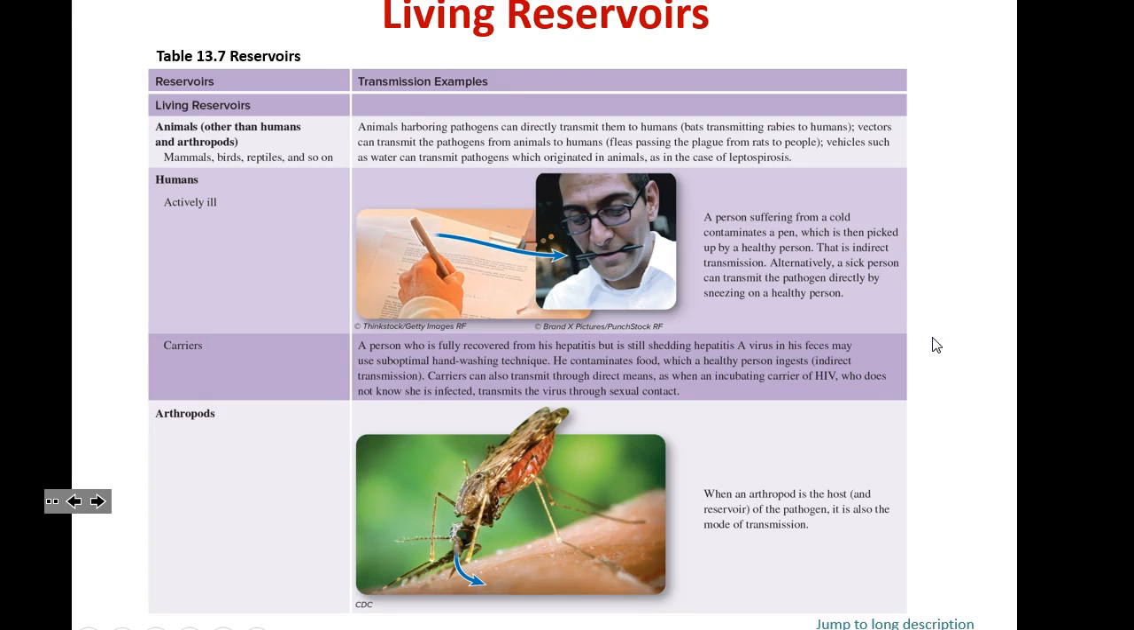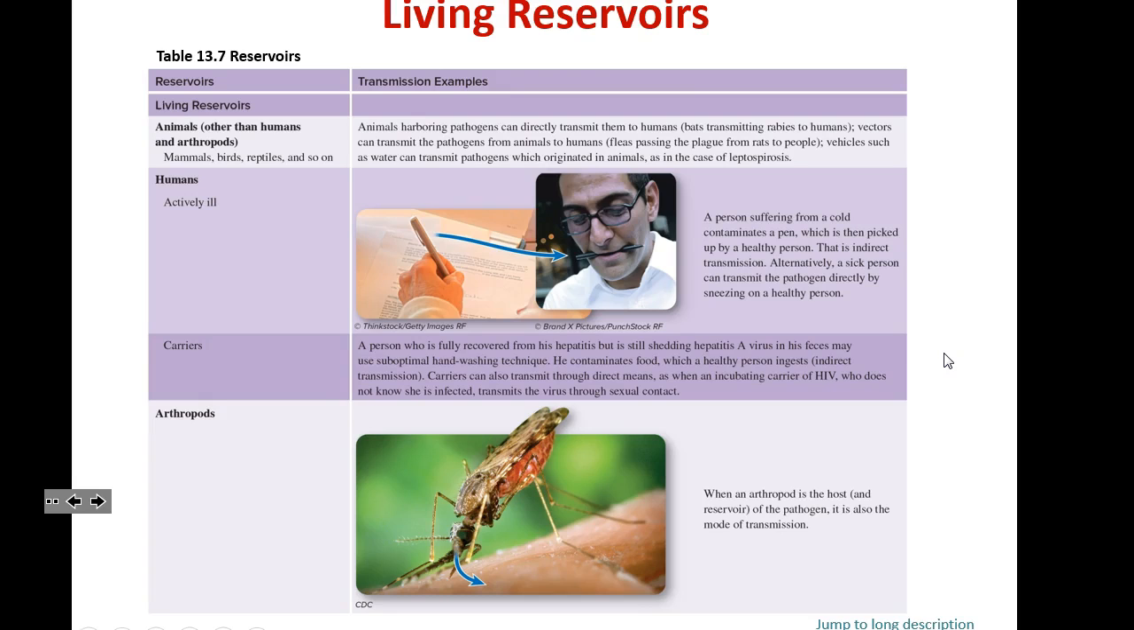Humans who are actively ill serve as reservoirs. A person suffering from a cold contaminates a pen, which is then picked up by a healthy person. That is indirect transmission. Alternatively, a sick person can transmit the pathogen directly by sneezing on a healthy person. Achoo! There can be carriers. That's a person who is fully recovered from his hepatitis, but is shedding hepatitis A virus in his feces.